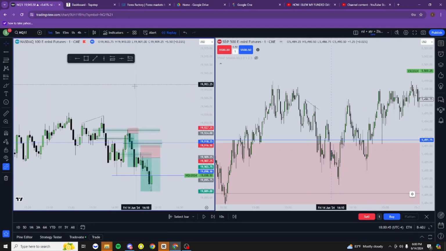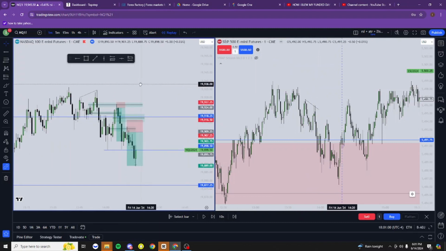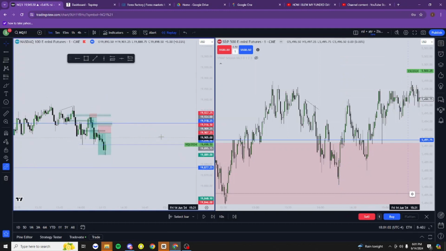All you need is a high time frame liquidity sweep, SMT, and bullish PD arrays to be disrespected. That's all you need. That is literally all you need. And you're okay to enter, okay?